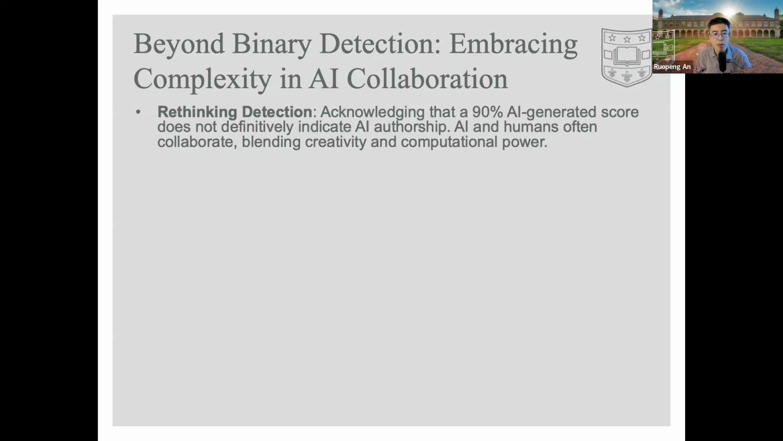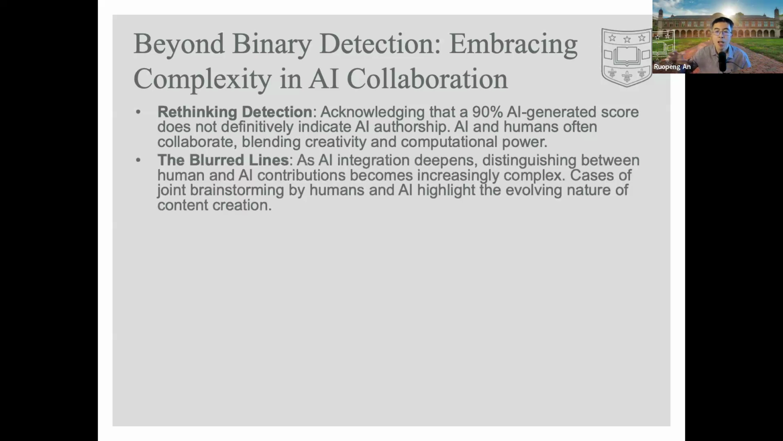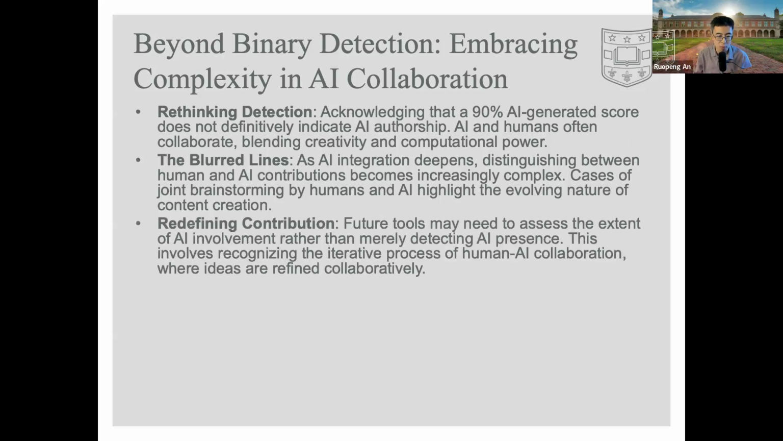AI and human often collaborate, blending creativity and computational power. And the lines are becoming blurred over time. So as AI integration deepens, as we continue this concept of human-machine partnership, the cases of joint brainstorming by human and AI highlight the evolving nature of content generation, which might inform the future. So we also need to think about how we can redefine contribution. Future tools may need to assess the extent of AI involvement rather than merely detecting AI presence.